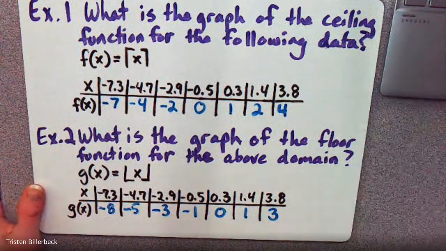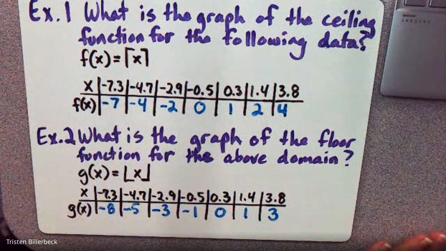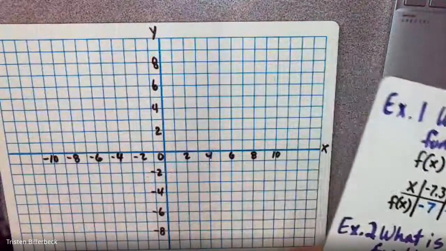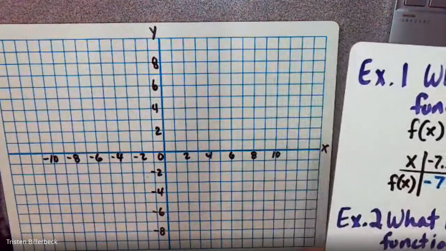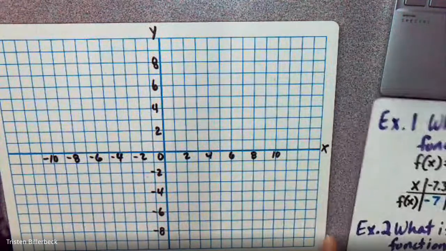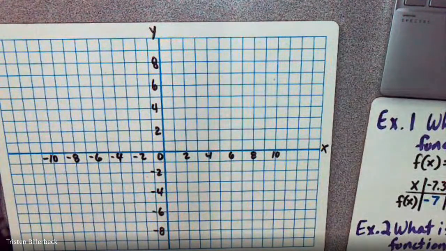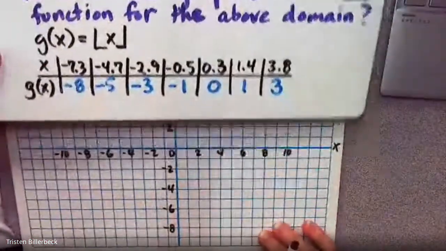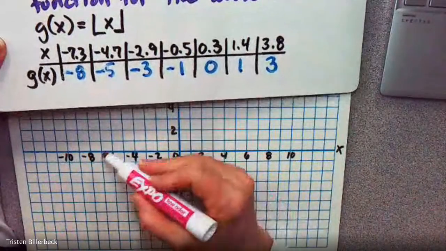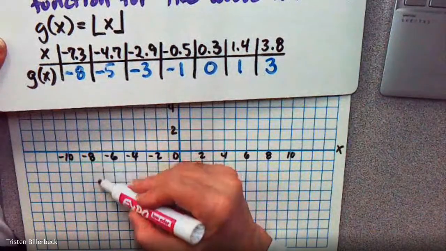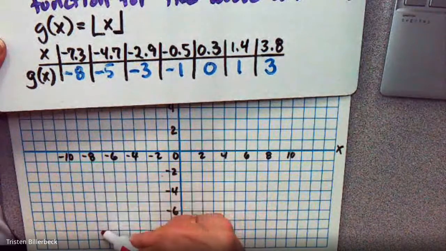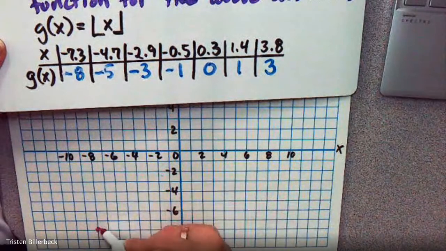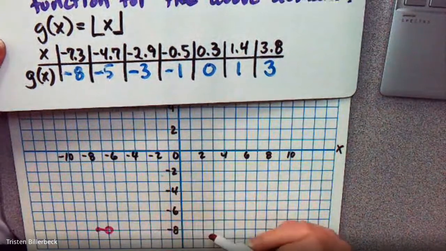All right, so I'll graph that using this. Let me use a different pen for that. If I start with this data, I have negative 7.3, which is right around here, I go down to negative 8. So at negative 8, it's already negative 8, so I'm going to have an open point here at negative 7.